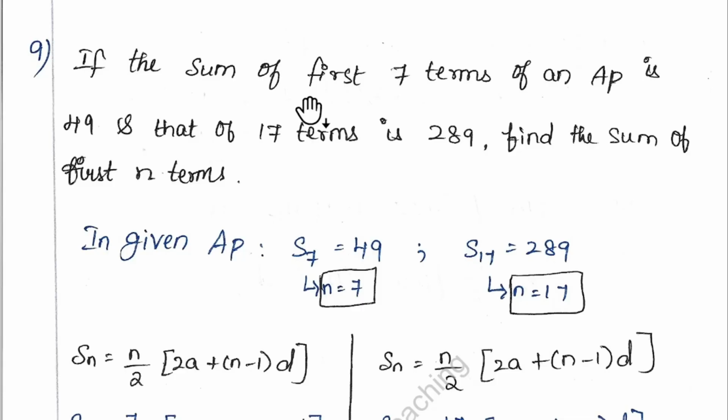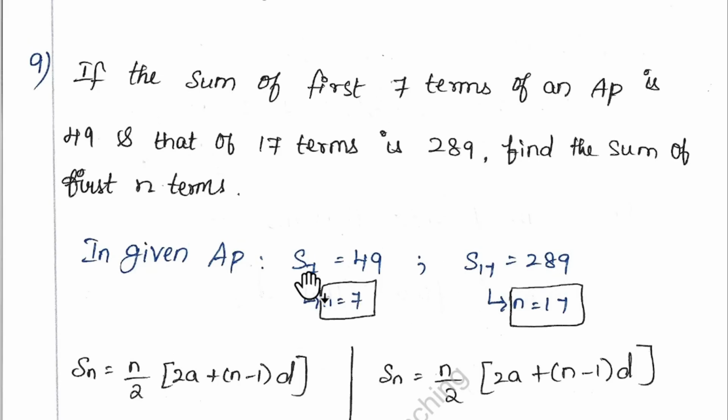Next, if the sum of first 7 terms of an AP is 49 and that of 17 terms is 289, find the sum of first n terms. So always remember, when you get this kind of question, sum of first 7 terms of an AP is 49 means S7 is 49, and that of 17 terms means S17 is 289, right? So here you take the n value as 7, n value as 17.